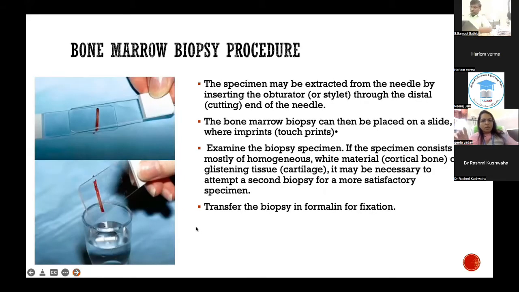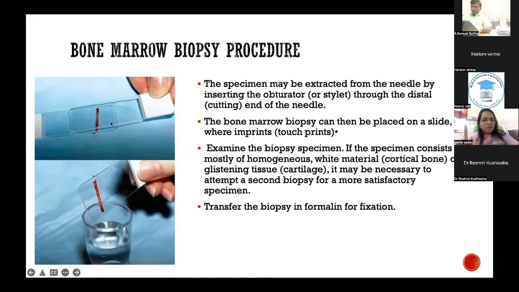This biopsy specimen which is extracted, we will take out with the obturator, which I showed you in the earlier slides, from the distal end. Some people say it should be pushed from the proximal end because the proximal end is narrow, so the biopsy gets crushed if we push it from the distal end. But I don't know, it is easier to push from the distal end, and in Bain also it is written it should be pushed from the distal end.